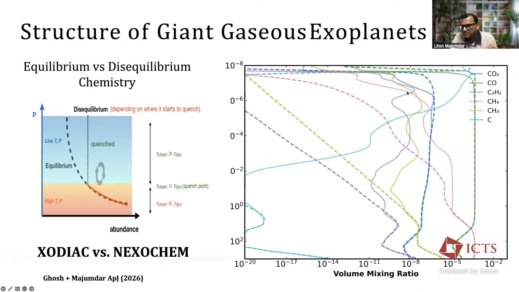And you can see there is suddenly a change in the top layer for C2H2. That's because in the top layer, from 10 to the minus 4 to 10 to the minus 8, or more closely from 10 to the minus 6 to 10 to the minus 8, your photochemistry starts to drive your disequilibrium processes. So for the same atmosphere, if you look at the equilibrium composition and the atmospheric chemical profile, you can clearly see most of your molecules deviate from equilibrium to disequilibrium.